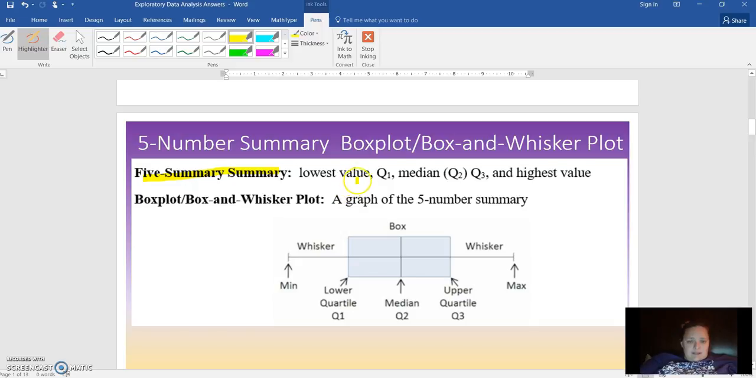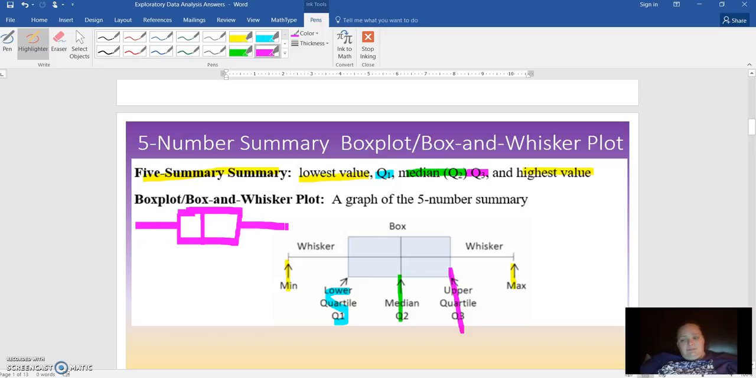So the 5-number summary is the lowest value, the minimum, the highest value, the maximum, Q1, and Q1 is the median of the lower half. There's the actual median, that's called Q2. And there's Q3, it's the median of the upper half. Then we take these 5 numbers and we make a box and whisker plot.